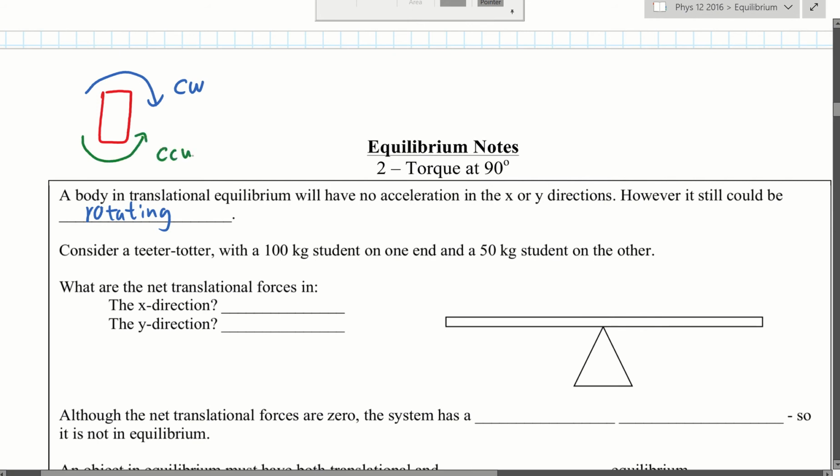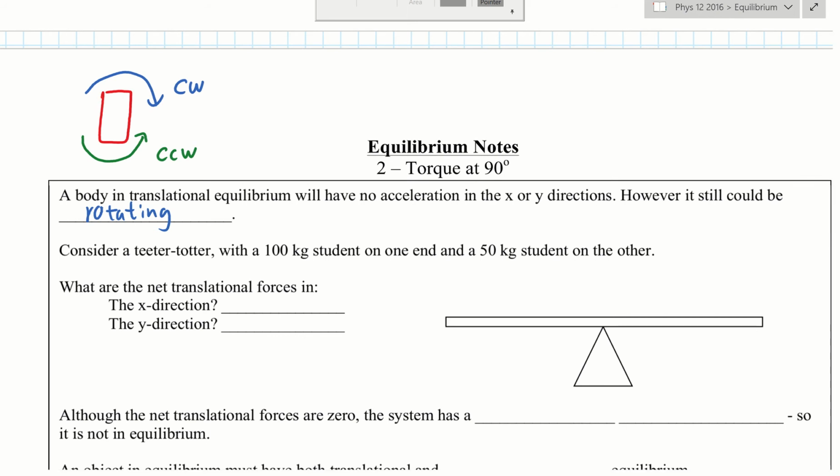So counterclockwise. Now, I don't need you to spell out the words clockwise and counterclockwise. Just use the shorthand CW and CCW for the direction. So if you need to know which way the object is rotating, you can answer either clockwise or counterclockwise. You can just use that distinction.